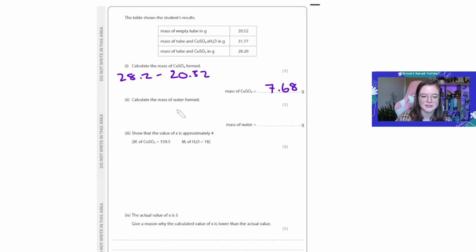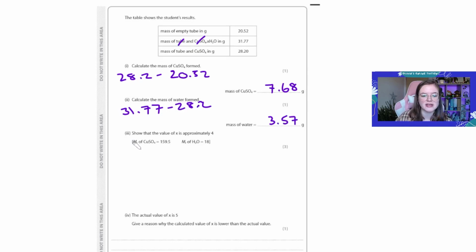And then calculate the mass of water formed. Well, we have the mass of tube and copper sulfate with water, and the mass of tube and copper sulfate. Therefore, we take away this from this, and we get left with this. So we're going to do 28.2 take away 31.77. Oh, other way around. Look, what am I doing? Other way around, obviously. 31.77 take away 28.2, and we get 3.57.